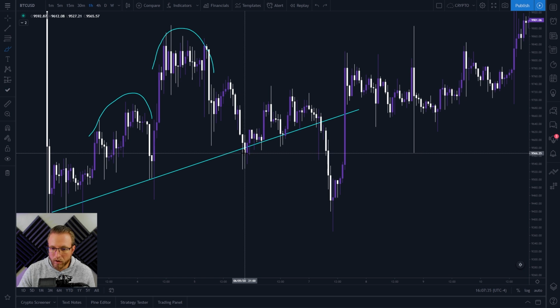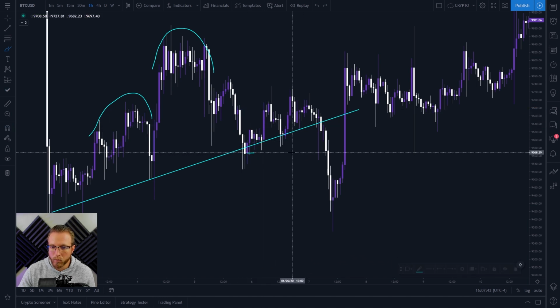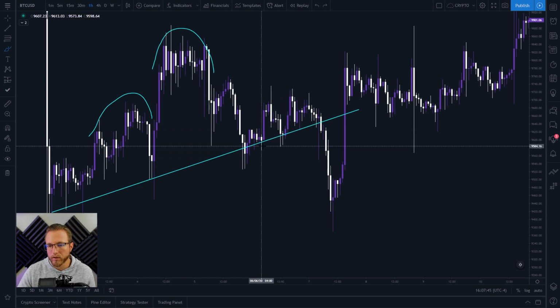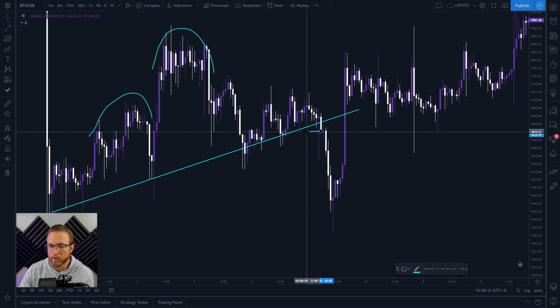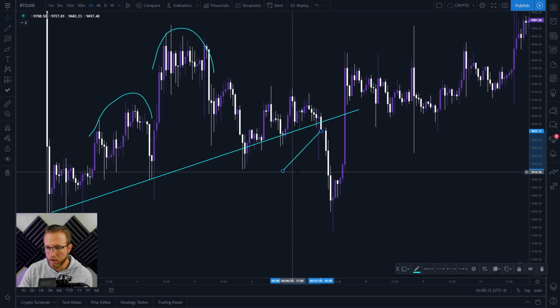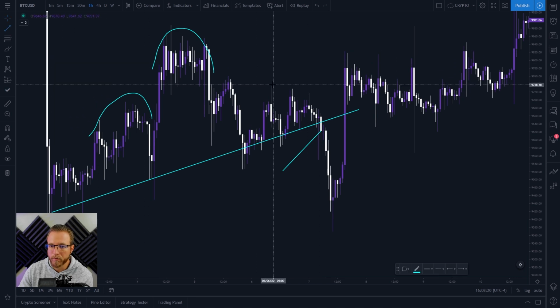I ended up entering on the close of this candle. It immediately ended up coming out. It started losing momentum to the downside, and I got stopped out here. Wasn't a massive loss, but that's the way that it went. So what I did was I waited for a break. I redrew my trend lines correctly. I waited for a break of this, and I entered here. Okay, right there on the close of that white candle. And what did I do? I set my stop loss above these highs. I had my take profits down here.